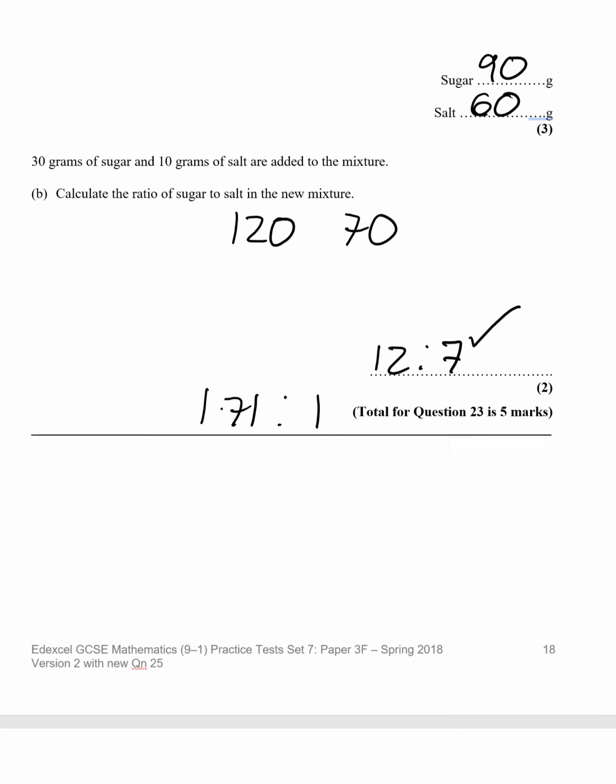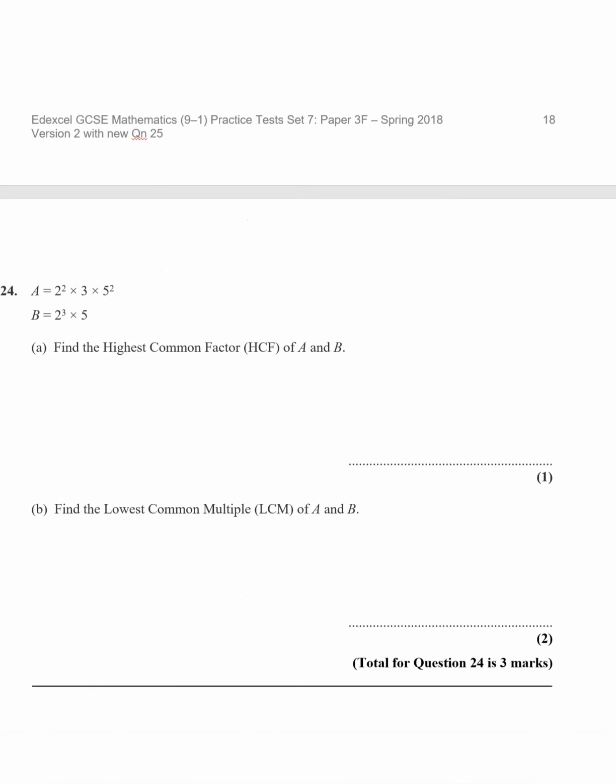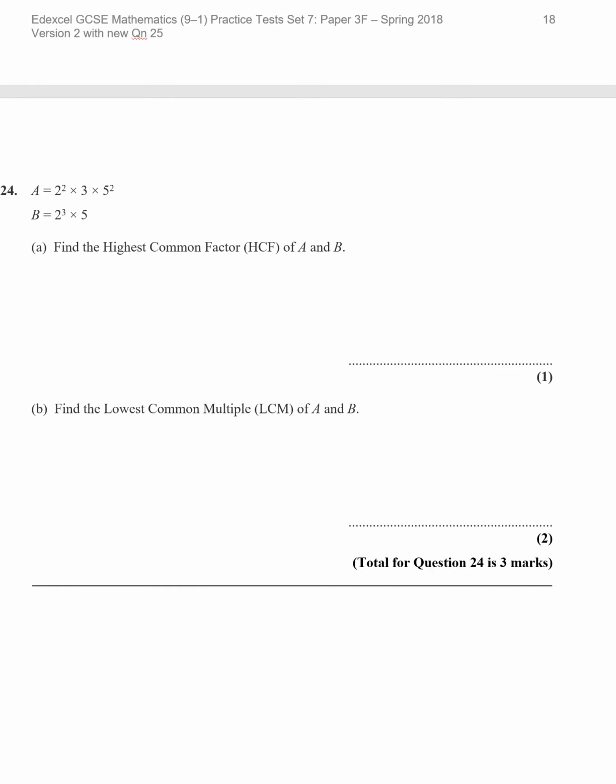Right, question 24. Find the highest common factor of A and B. Now, I would be tempted to put this in a Venn diagram because I find it's a lot easier to work with when you're doing a Venn diagram.